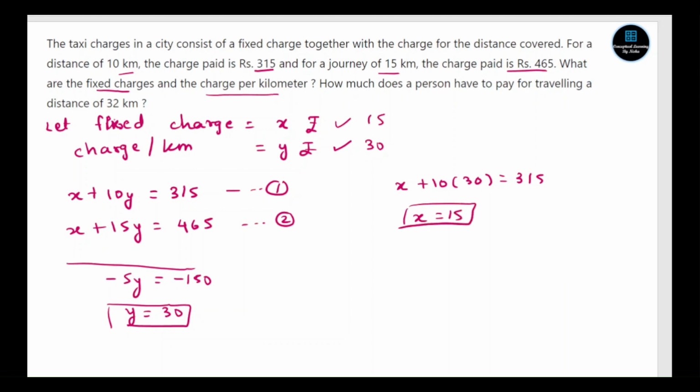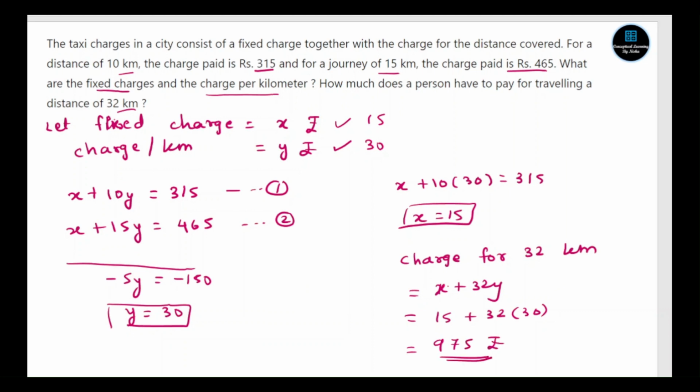This is 15. Now how much does a person have to pay traveling a distance of 32 kilometers? So the charge for 32 kilometers equals the fixed charge, so we will write x plus 32y, and now we'll substitute the values. So 15 plus 32 times 30, and now when I simplify this, I'll get 975 rupees. Perfect. Great.